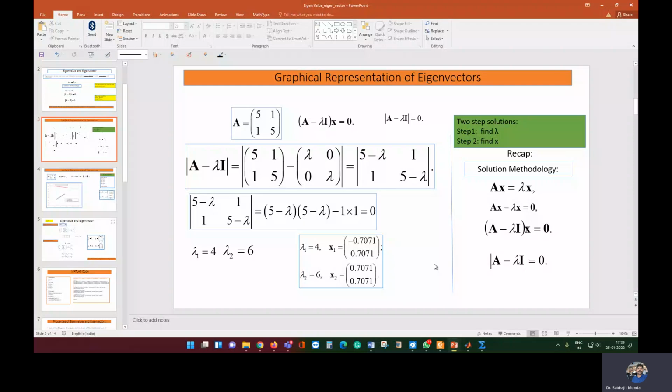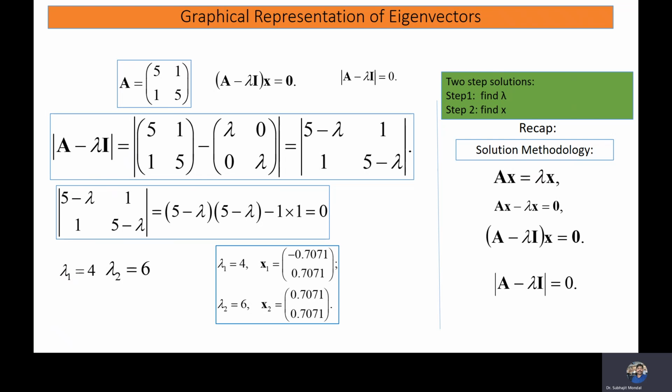So before going to that, we should know what an eigenvector is. An eigenvector is a special type of vector. When it operates on a vector, it gives the same vector. So here you can see the eigenvector is a special vector. When it operates on a square matrix, it gives the same vector with some multiplication constant.